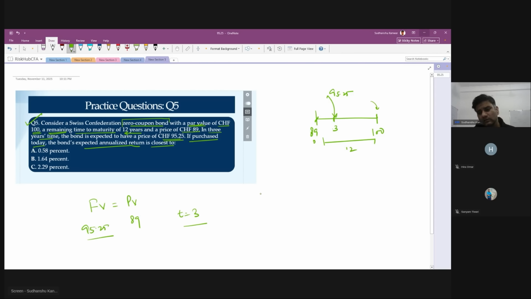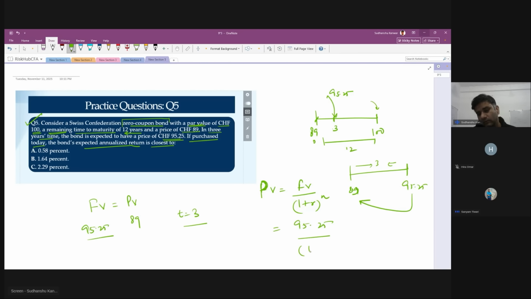See, same logic. If you have to find the PV, present value, it is equal to FV divided by 1 plus R raised to power n. This is what we have, because ultimately you are discounting. This is 95.25. This is 89. You are asking what is the return over this period, these 3 years. So you're discounting 95.25 divided by 1 plus R raised to power n.